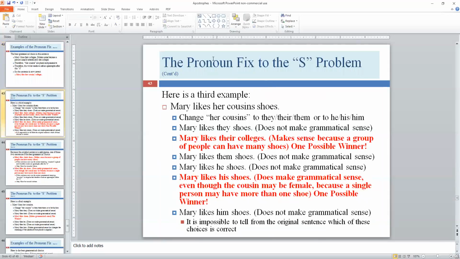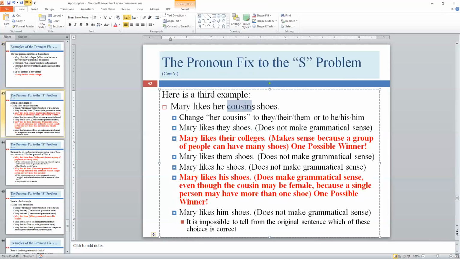We're going to look at the third example. Mary likes her cousin's shoes. We're not sure what's going on with cousins. That's what we're trying to say. So we're going to follow the same pattern. We're going to replace cousins with these 3 and then these 3. Let's listen. Mary likes they shoes. Well, that doesn't sound right.